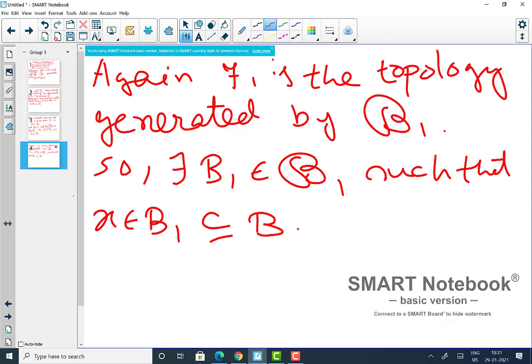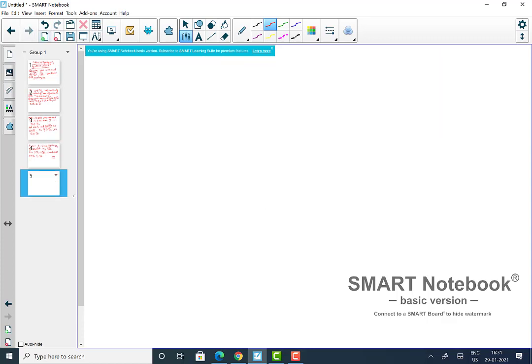Okay, and this proves condition 2, right? Okay, done. Now I need to prove the converse part. So 2 implies 1. Okay, 2 implies 1 means what?